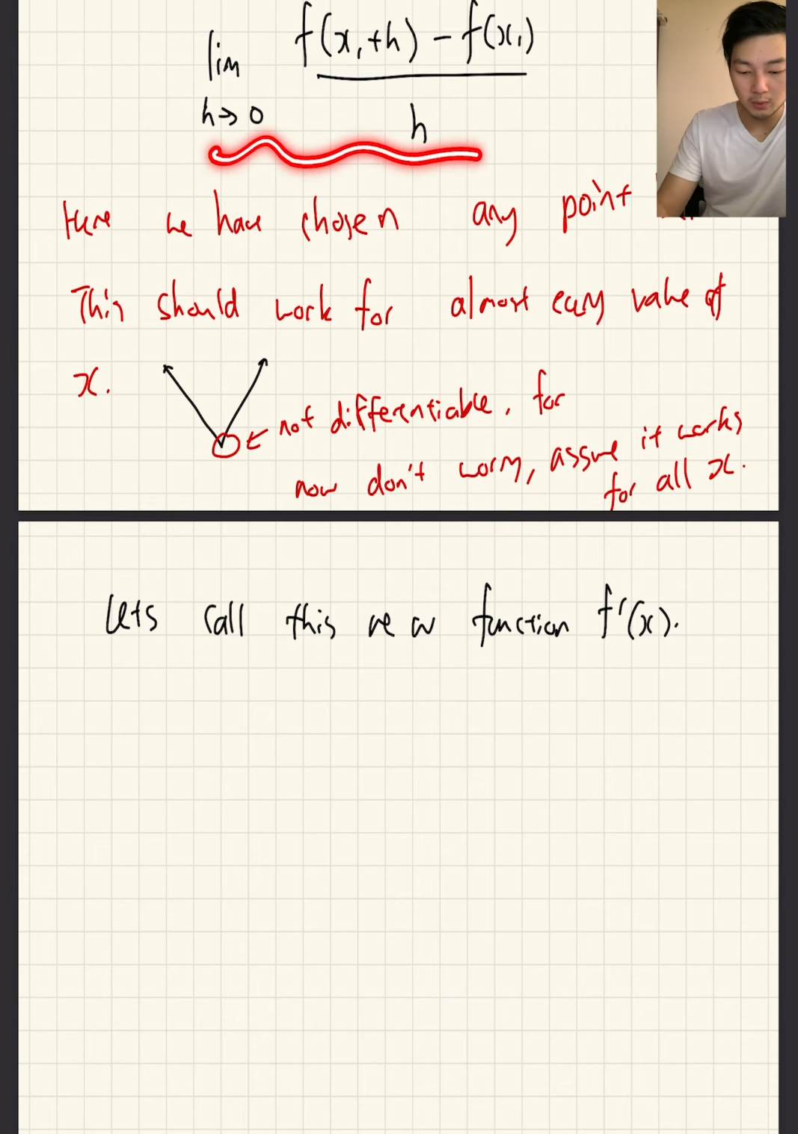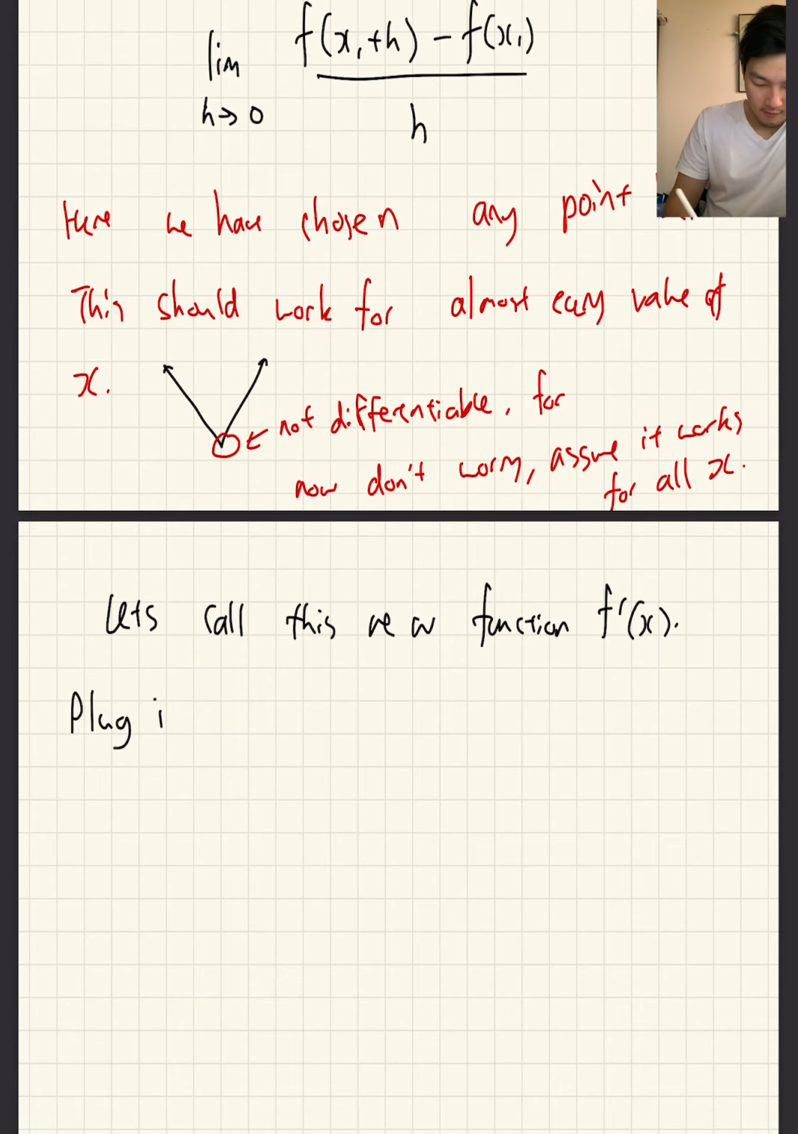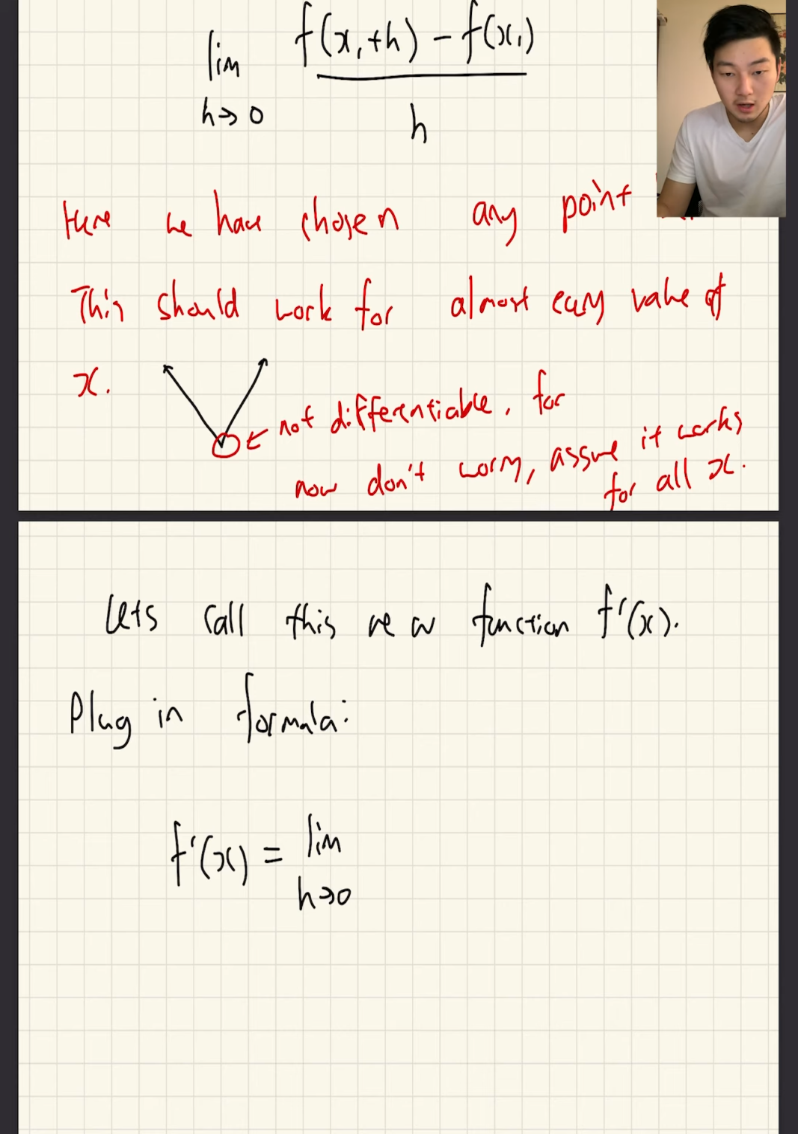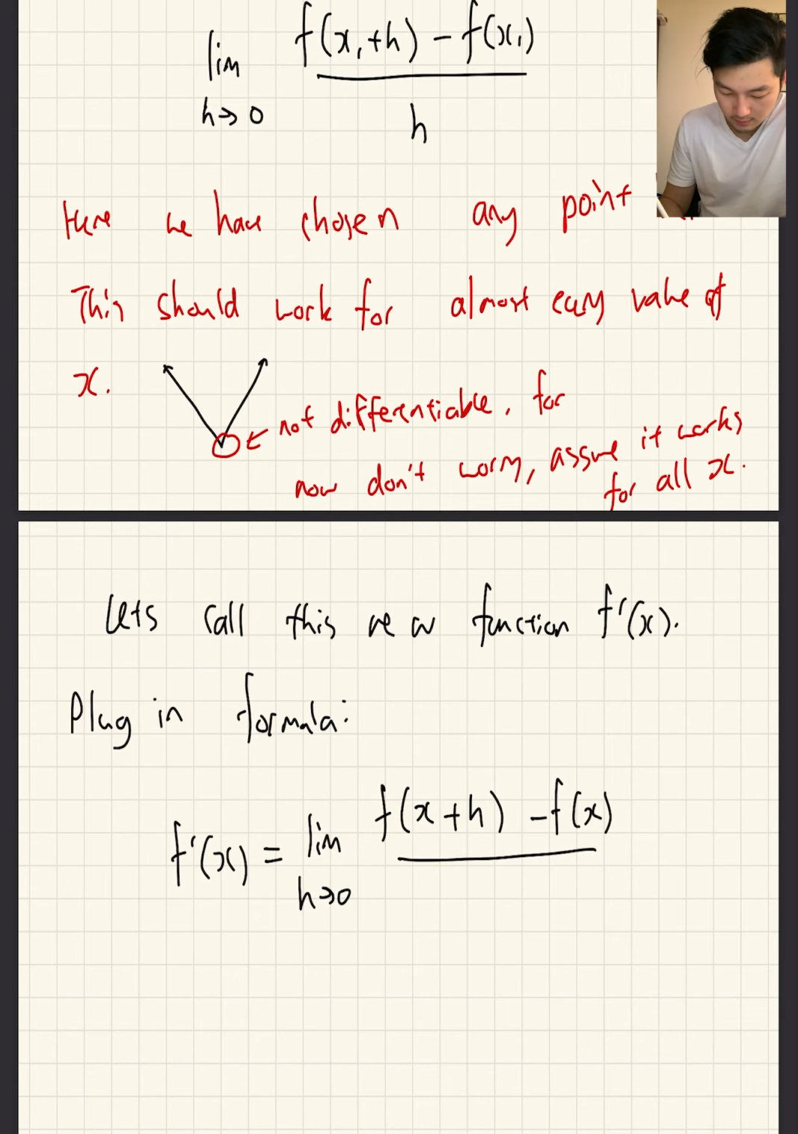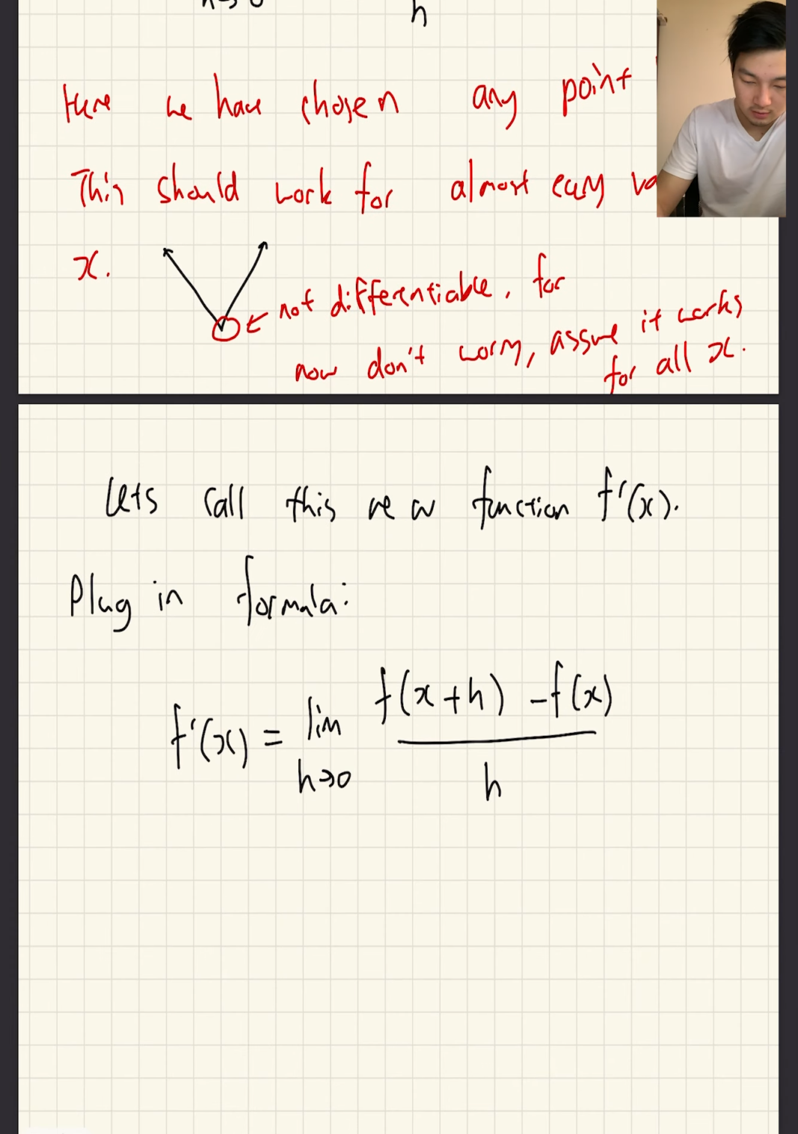Remember, this tells us that we can plug in any value of x1 and we will get the gradient at that point. So plug in the formula. So f dash of x is equal to the limit as h approaches 0. Instead of doing x1, any particular point, we say just x, so any value of x, minus f of x on h. So this is the differentiation by first principles formula.